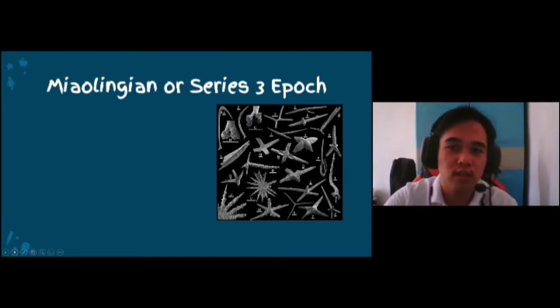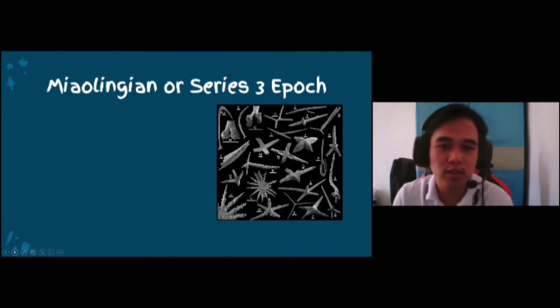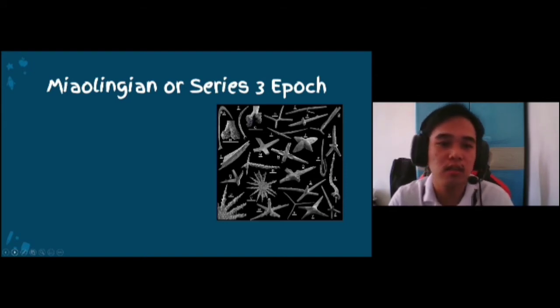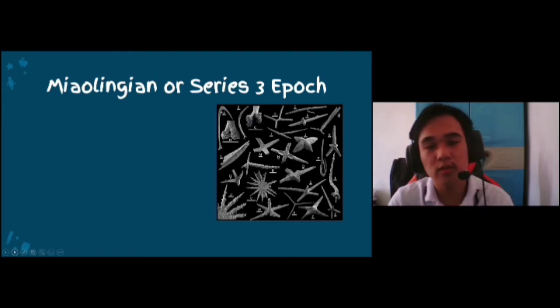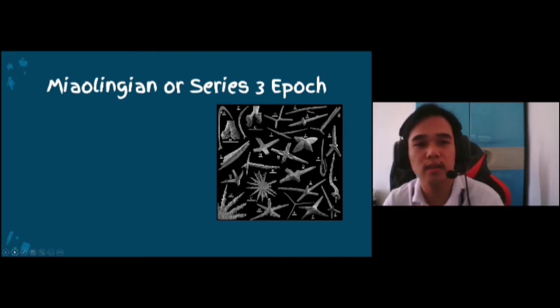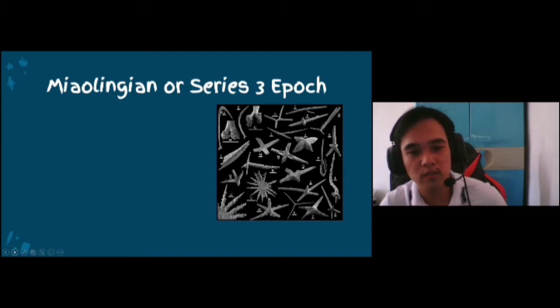Miaolingian or Series 3 epoch. The Miaolingian is the third series of the Cambrian period and was formally named in 2018. It lasted from about 509 to 497 million years ago and is divided in ascending order into three stages: the Wuliuan, Drumian, and Guzhangian. The Miaolingian is preceded by the unnamed Cambrian Series 2, and succeeded by the Furongian series.